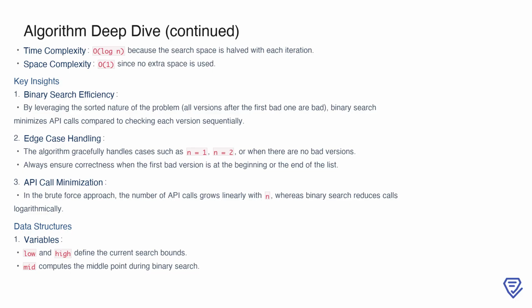Additionally, the algorithm handles edge cases gracefully. For example, it works correctly if there's only one version, n equals 1, if all versions are good, or if the first bad version is at either extreme of the list. These considerations ensure the algorithm is robust and reliable.